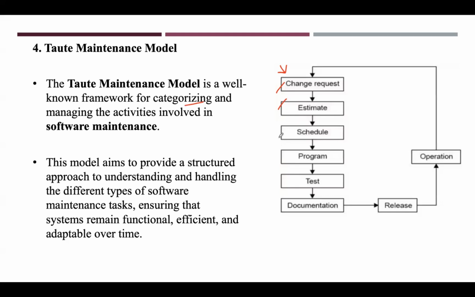And the third step is schedule. During this stage, the team identifies the change request for the next scheduled release and prepares the documents that are required for planning. Then moving on to this fourth phase, programming phase.